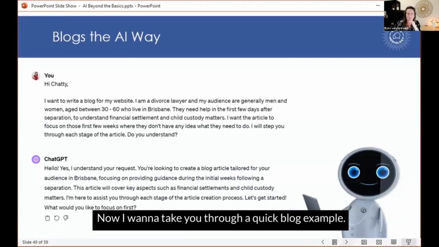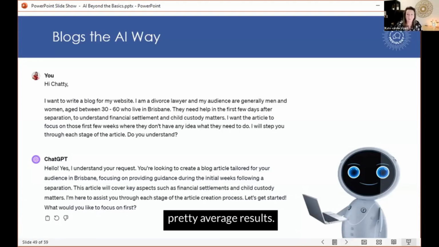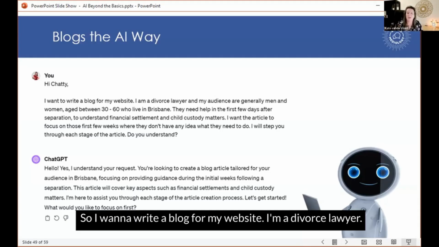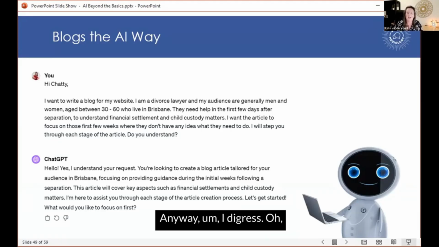Now, I want to take you through a quick blog example, because again, what most people are doing is putting a one-liner in saying, write me a blog about X, and they're getting pretty average results. So the quality of what you get out is all about the quality that goes in. So hi, Chatty, I want to write a blog for my website. I'm a divorce lawyer. I liked that Rewind app. I wish I had had it with my ex-husband. Anyway, I digress.